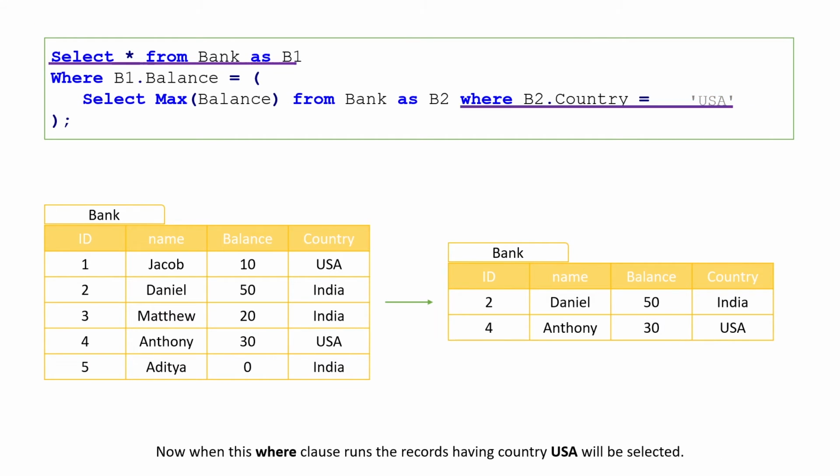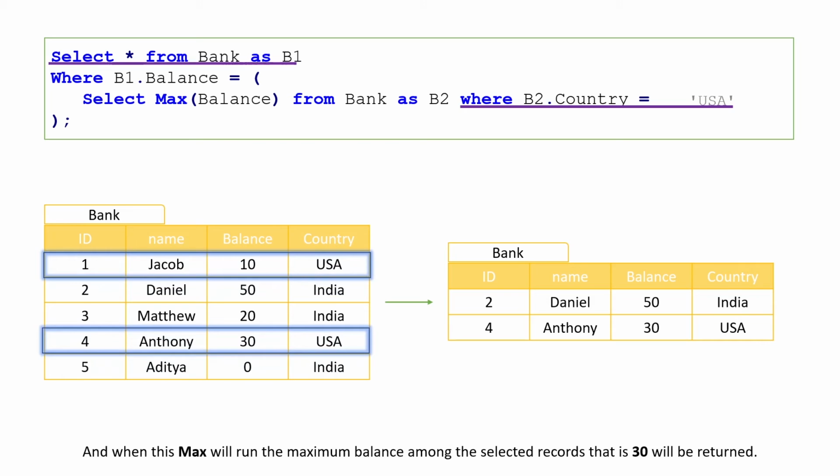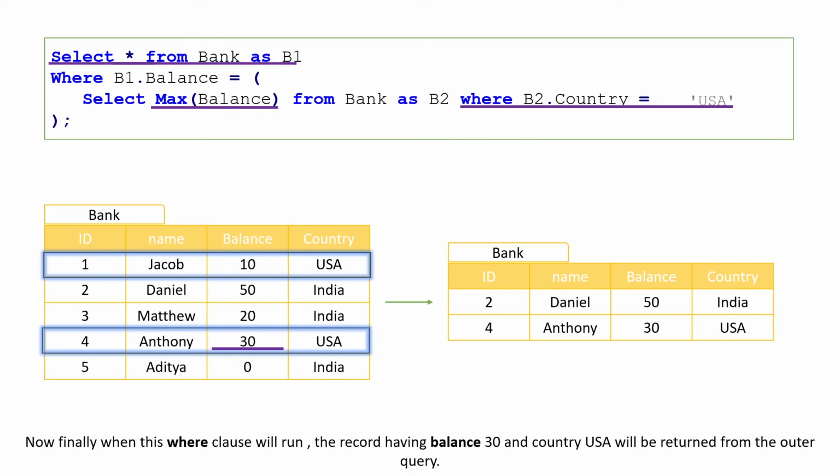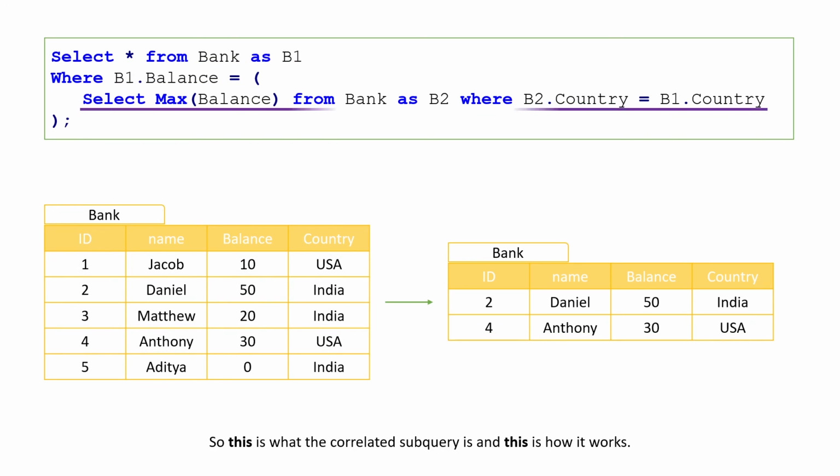this. When this where clause runs, the record having country USA will be selected. And when this max will run, the maximum balance among the selected records, that is 30, will be returned. Now finally, when this where clause will run, the record having balance 30 and country USA will be returned from the outer query. So this is what a correlated subquery is, and this is how it works.